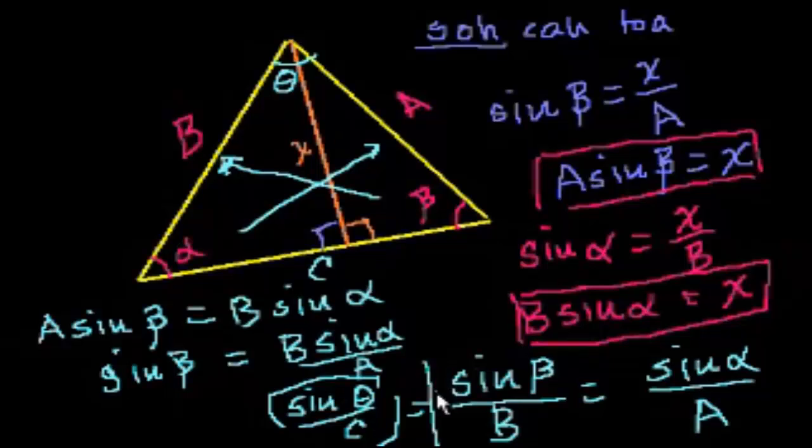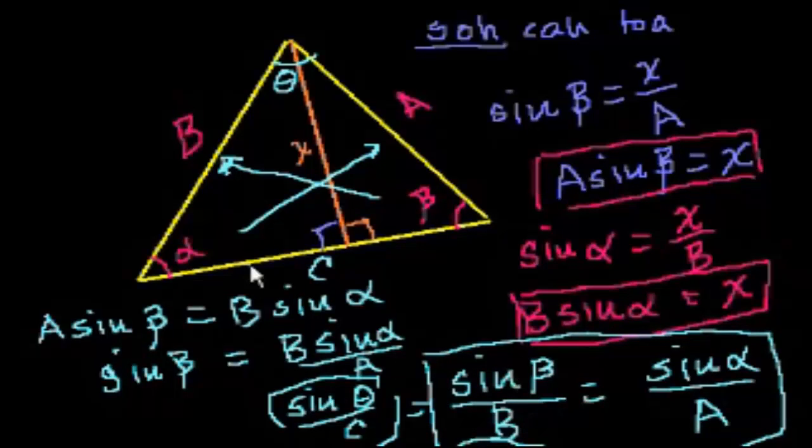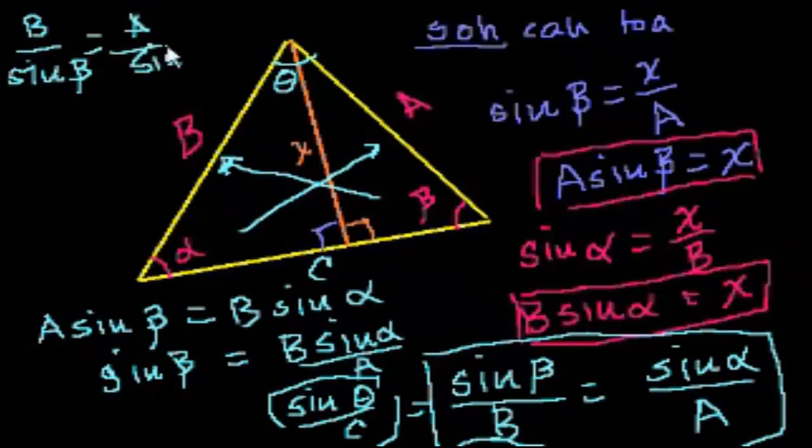But the important thing is we have this ratio, and of course you could have written it differently. Since it's a ratio, you could flip both sides of the ratio, and you could write it b over the sine of b is equal to a over the sine of alpha.